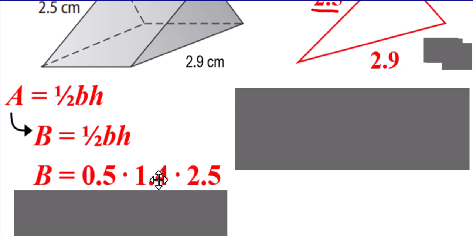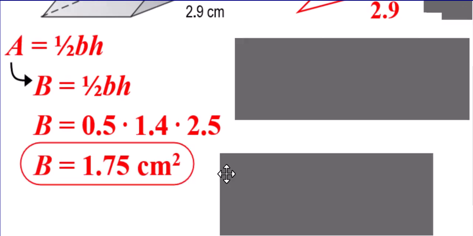I don't care if you flip-flop the 2.5 and the 1.4. Doesn't matter. I changed my 1/2 to a 0.5 because everything else here was decimals, so I figured I would just make that a decimal. You don't really have to. If you want to keep calling it 1/2, that's fine. All right, so formula, substitute, solve. The area of the triangle is 1 3/4, 1.75 square centimeters.